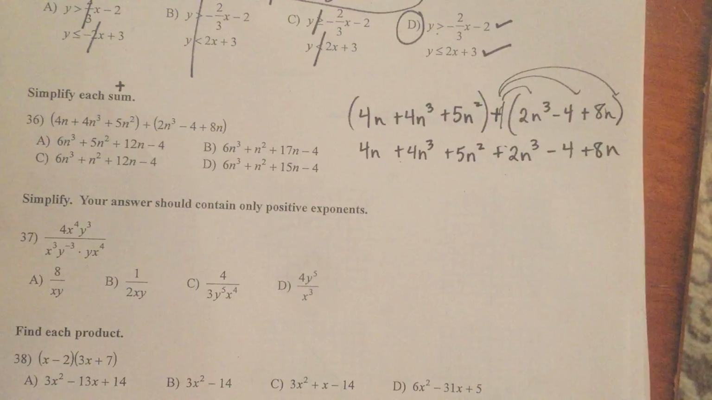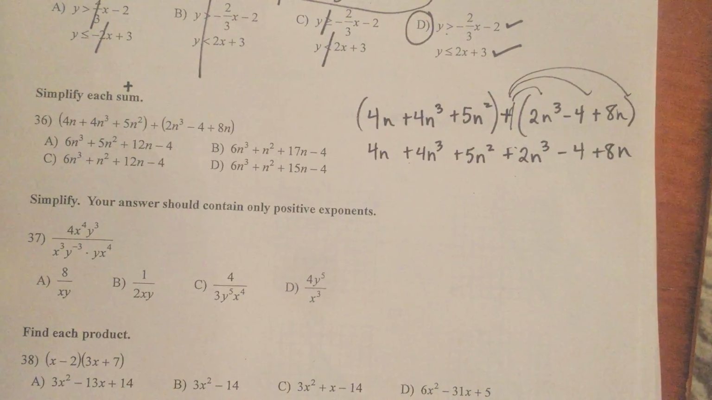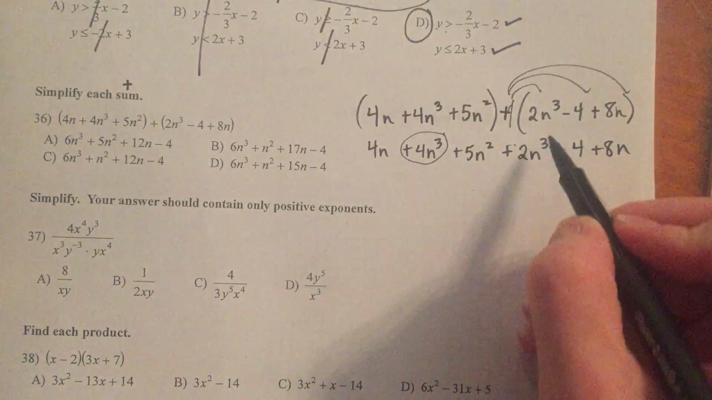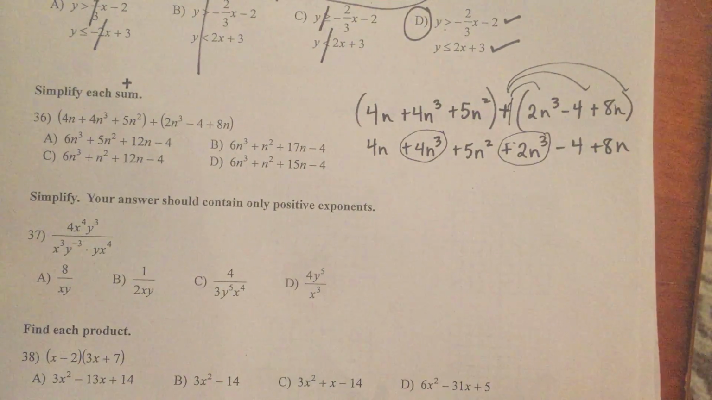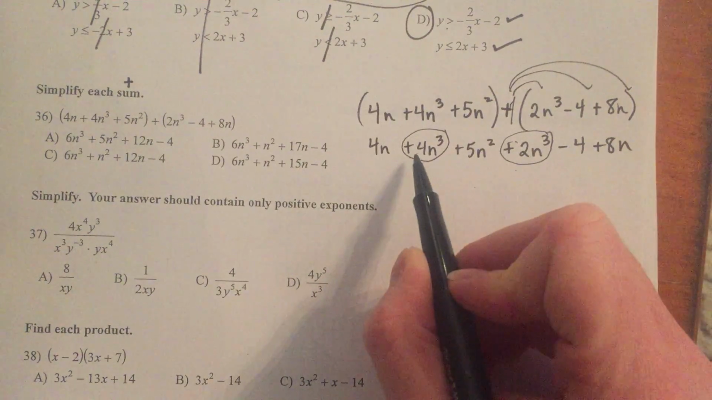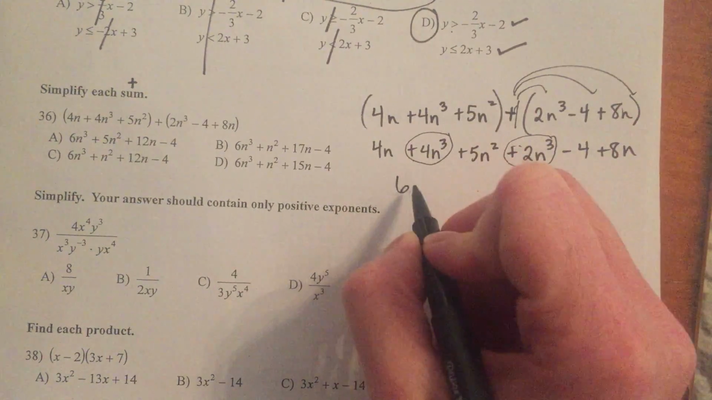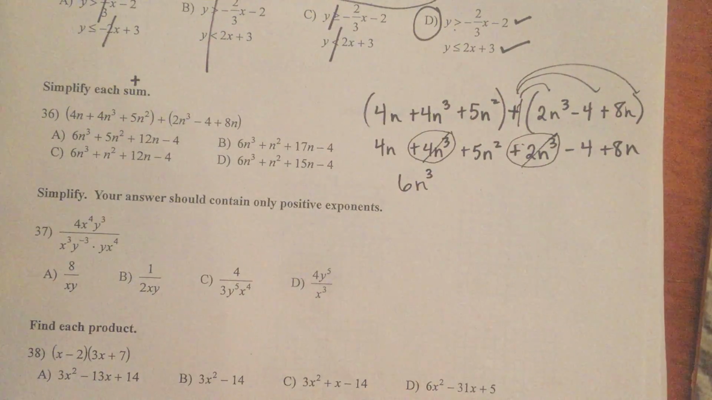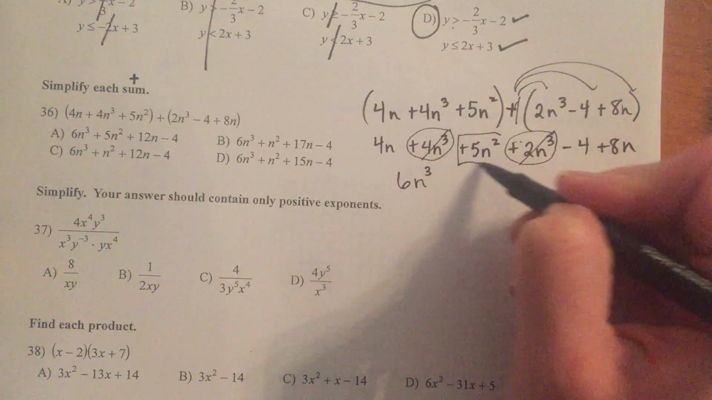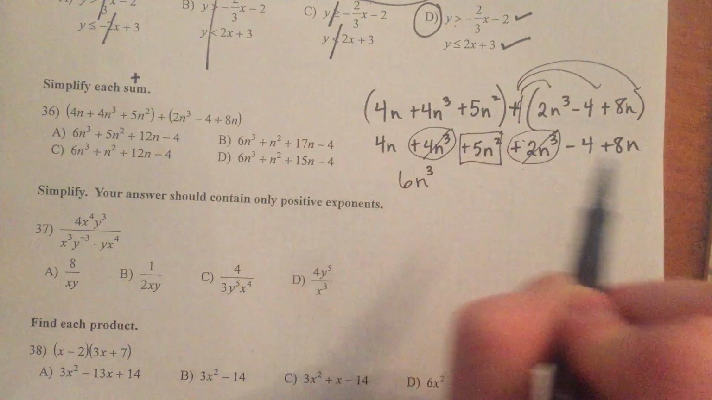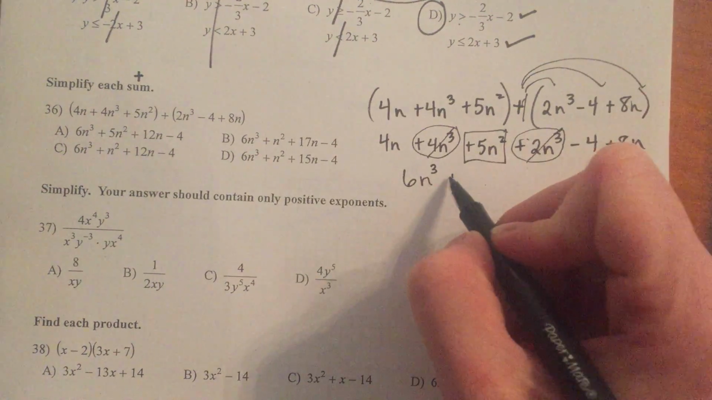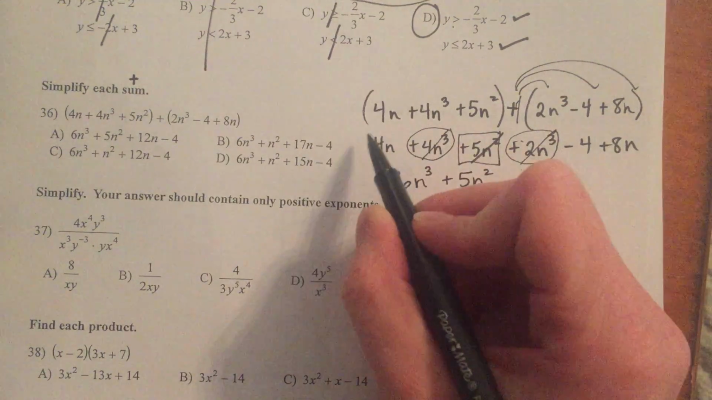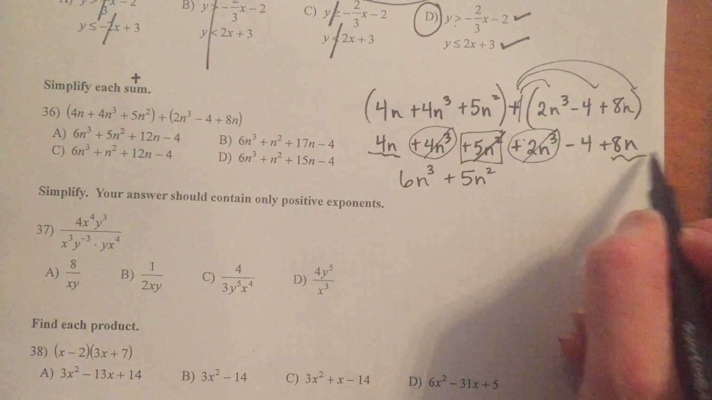And once you rewrite it, the only thing you have to do next is combine like terms, and start with the largest exponent. I have a positive 4n to the third power and a positive 2n to the third power. Add up those coefficients. Positive 4 plus 2 is 6, and n cubed stays the same. So we're going to cross those out. Next, I have a 5n squared, to the second power. Nothing else has an n to the second power, so I'm just going to write that down as it is and cross that out. Next, I'm looking for my variables, n and n.